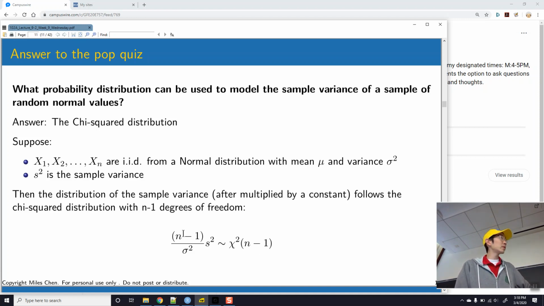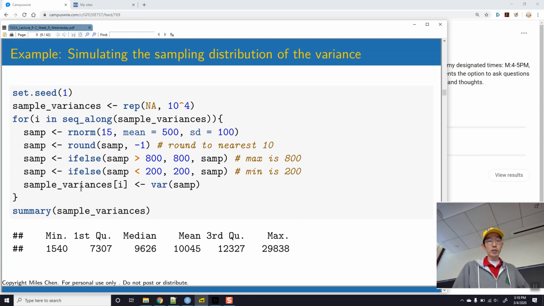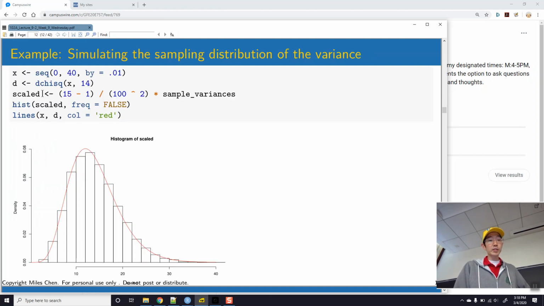If you multiply it by this constant, n minus 1 over sigma squared, this value comes from a chi-squared distribution with n minus 1 degrees of freedom, okay? And so here, I've generated all of these sample variances back here. So I take my sample variances and multiply them by n minus 1 over sigma squared, 15 minus 1 divided by 100 squared. And then if I plot the theoretic chi-squared distribution on top of that, we see there's a very close match between the two, okay? Very, very close match. So that's a good sign, right?